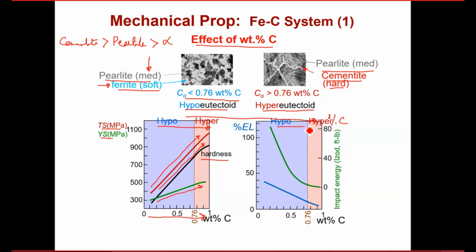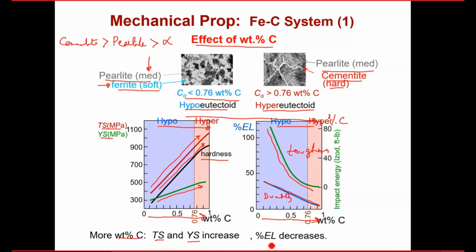As you move from hypo to hyper, you would see that the impact energy or the toughness of the material and the percentage elongation, which is ductility, with the increase in percentage carbon, they are decreasing. So with more weight percent carbon, you have high tensile strength and yield strength, and percentage elongation or ductility gets compromised.